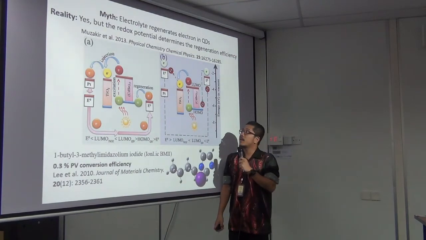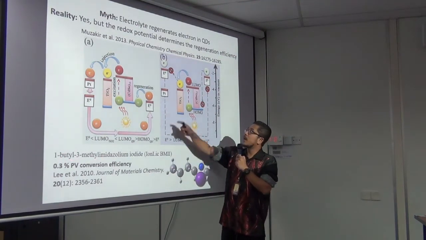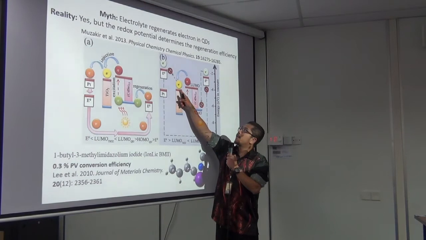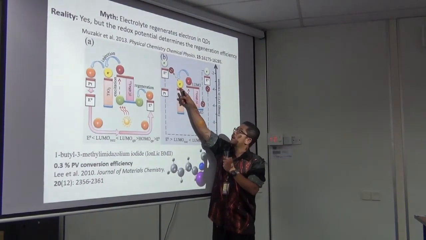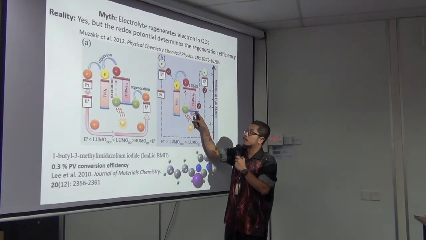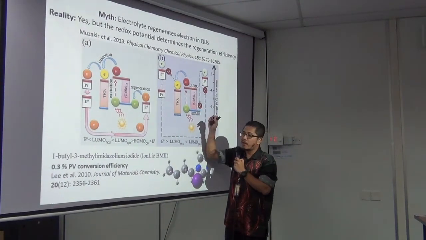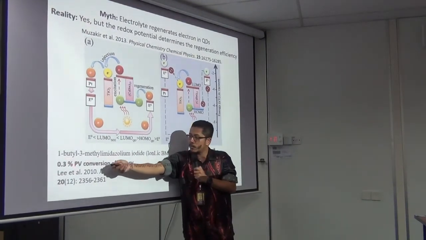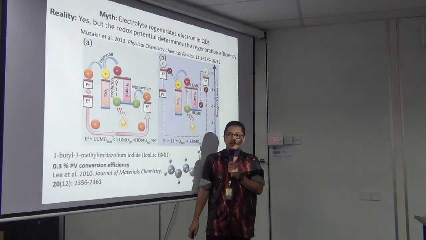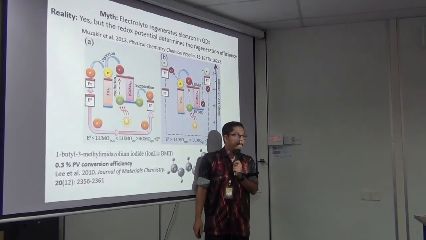Now we could speculate that this 0.3% comes from here. Instead of this electron being injected into the electrolyte, it could bypass the electrolyte and be injected directly into the HOMO. However, the percentage of that injection is very low, which contributes only 0.3%. Understand?